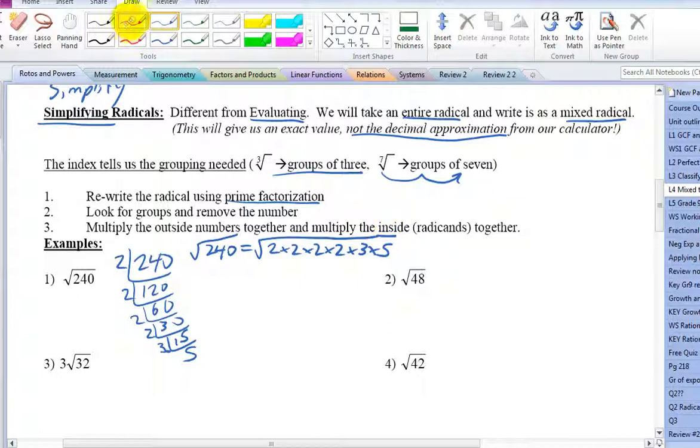Okay. So what are we looking for again? What's the index telling us to look for? What is the index? Symmetry? Yeah.